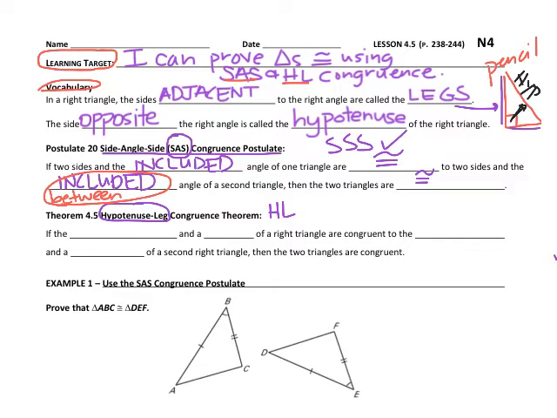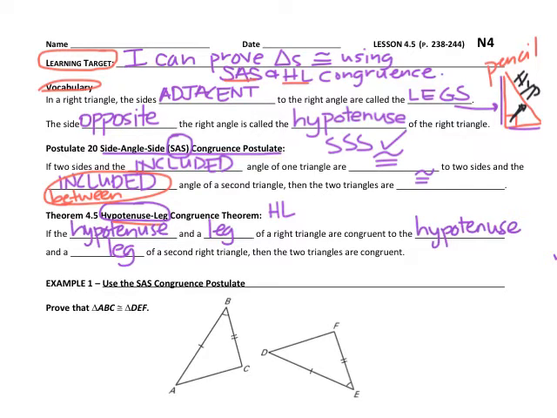Theorem 4.5, the hypotenuse leg congruence theorem, says if the hypotenuse and a leg of a right triangle are congruent, so let's go ahead and fill this in. If the hypotenuse and a leg, which we just defined over in our diagram to the right, of a right triangle are congruent to the hypotenuse and a leg of a second triangle, then the 2 triangles are congruent. So we will be taking a look at hypotenuse leg in this video, as well as side angle side.